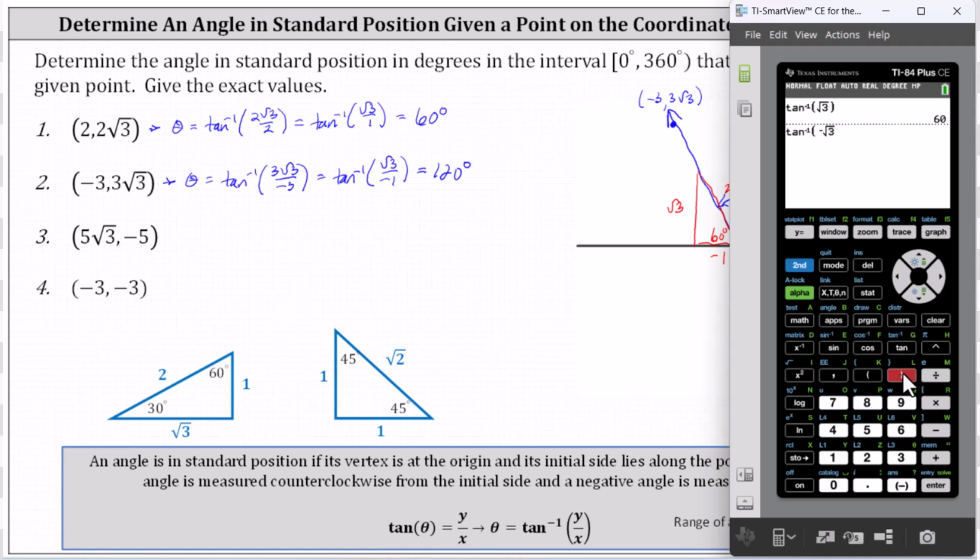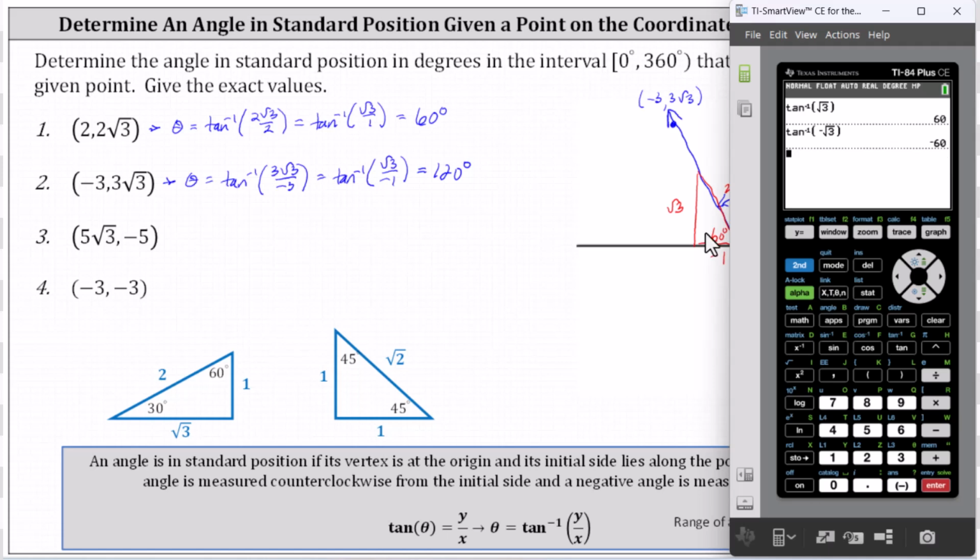Right arrow, close parenthesis, enter. And notice how the calculator gives us negative 60 degrees, which would be incorrect because it's not in the given interval. But of course, this angle does have a reference angle of 60 degrees, which we could then sketch in the second quadrant to determine the angle of 120 degrees.